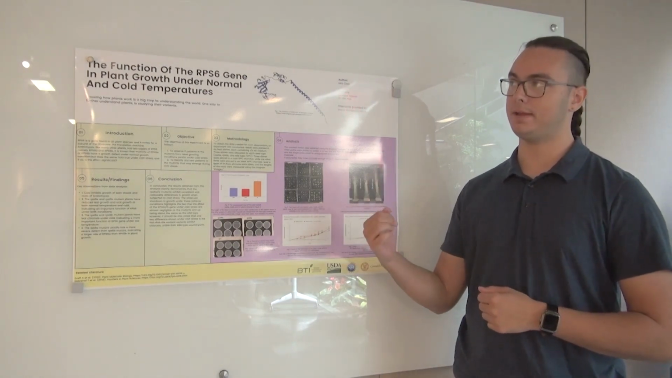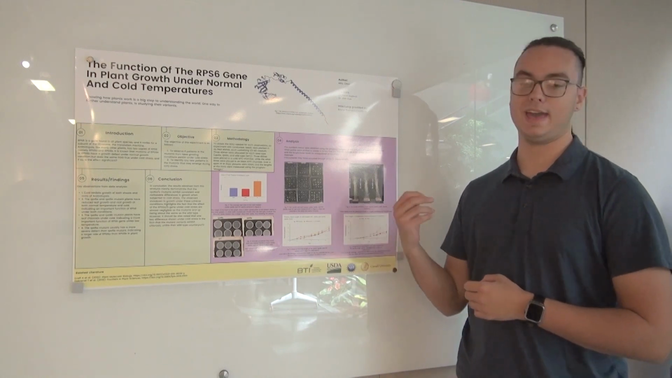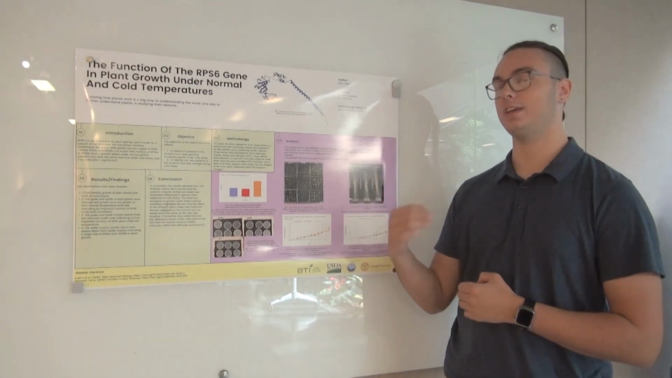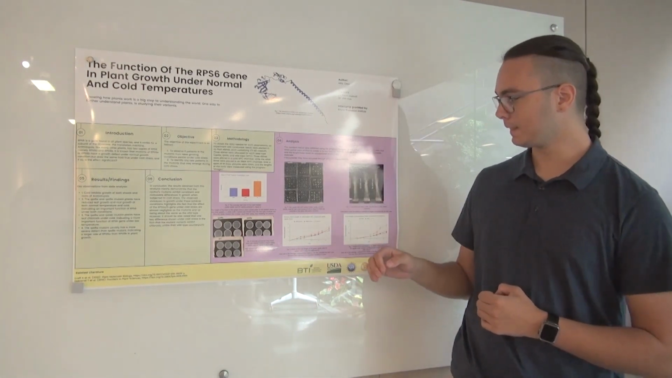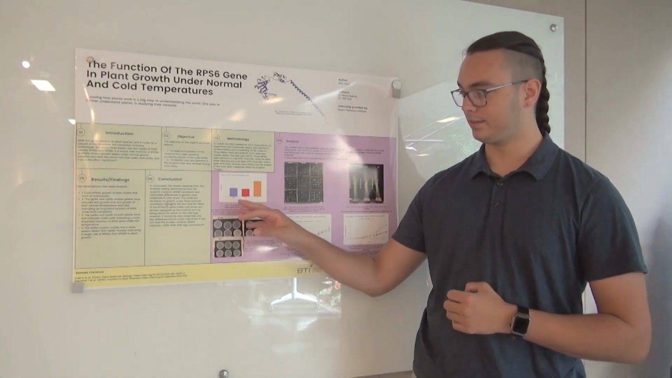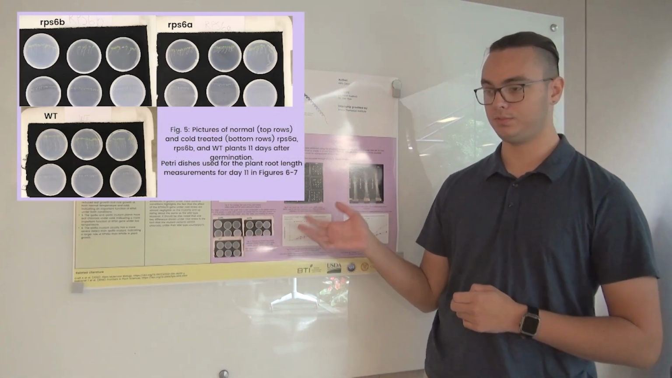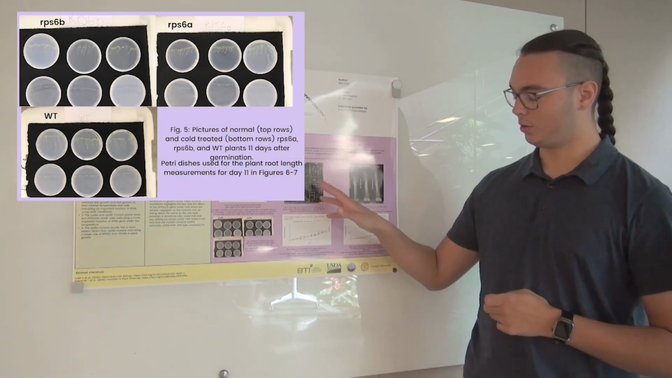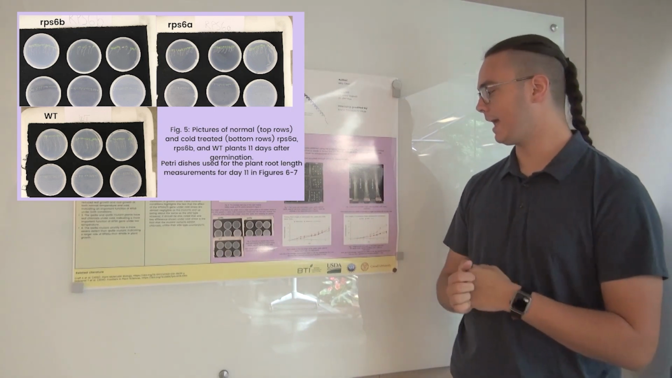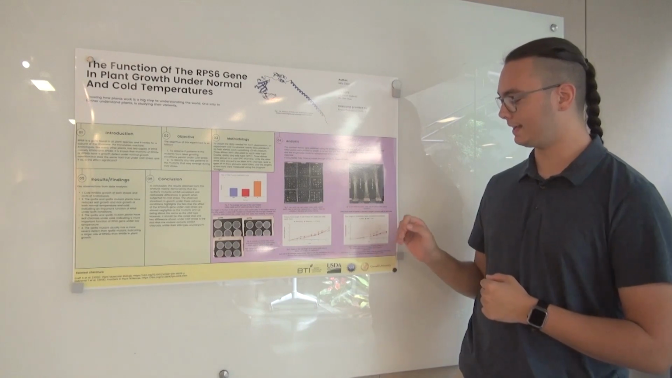A and B means that there are two copies of this gene, with A being the dominant one. So if it's missing, it's going to have more of an effect. We planted a bunch of RPS6B deficient, RPS6A deficient, and wild type seeds in soil as well. And over the course of 11 days, we took pictures and measured them in ImageJ and got their root lengths.